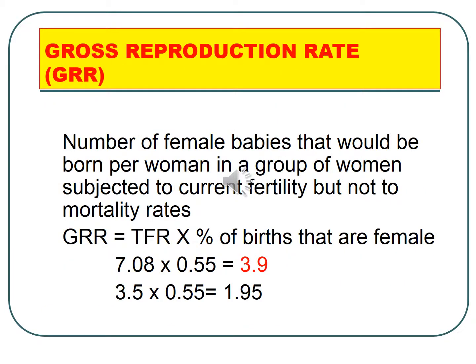The gross reproductive rate is defined as the number of female babies that would be born per woman in a group of women subjected to current fertility but not to mortality rates. It is calculated by multiplying the total fertility rate with the percentage of births that are female.